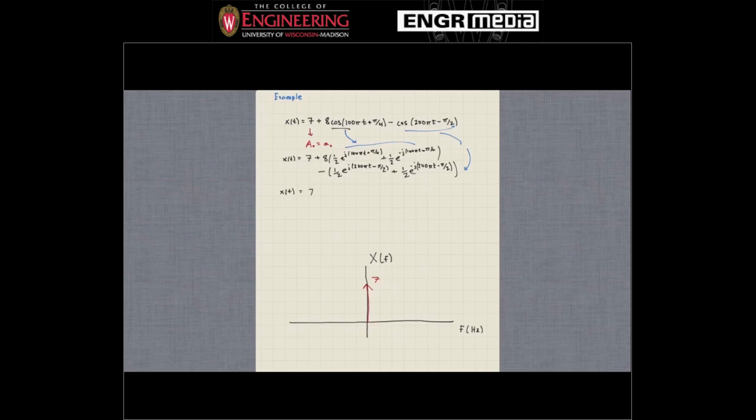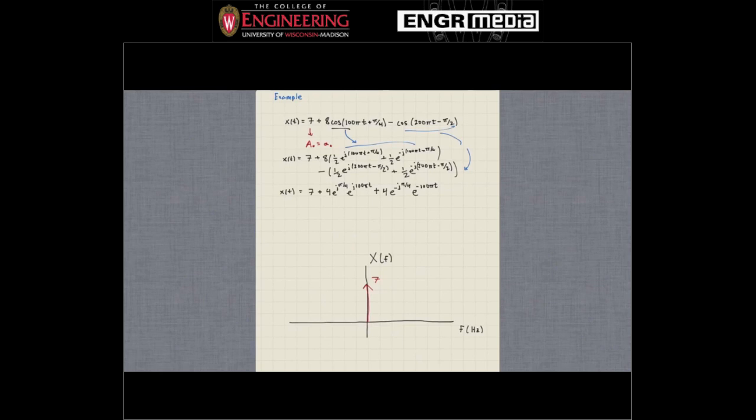So it's going to be 7 plus, now we have 8 times 1/2, which is 4. And now let me factor out the phase, e to the j pi over 4 times e to the j 100 pi t. Now the next term is, again, plus 4. This is 1/2 times 8, e to the minus j pi over 4, e to the minus j 100 pi t.